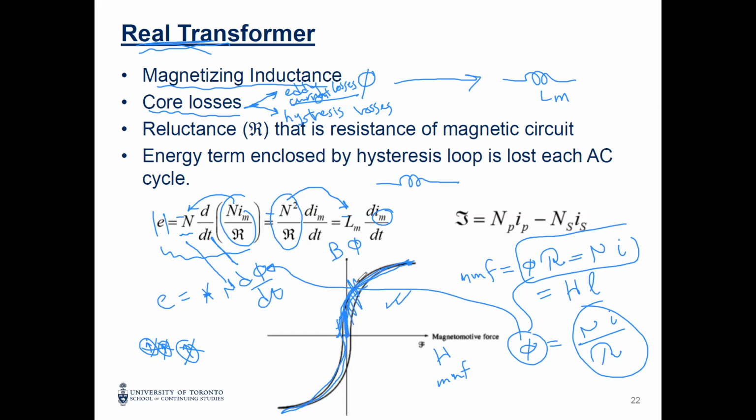If you have a big loop here, it means you are using a lot of energy, and this is part of the losses. We call it losses due to the hysteresis loop, or hysteresis losses. The best kind of material is one that has a very small hysteresis loop. And this is the definition.